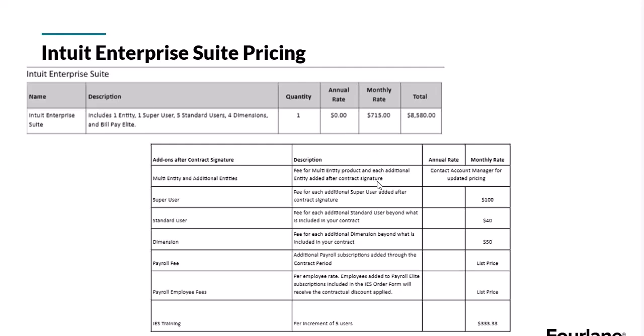The things that are added on: multiple entities can be added on. Additional super users can be added on. And I think super user kind of translates to accountant user almost, but I'm not sure 100%. We're still learning as y'all are learning. An additional standard user is $40 per month. Additional dimensions beyond the 4 are $50 each per month. And then payroll can be added in per payroll employee fees.